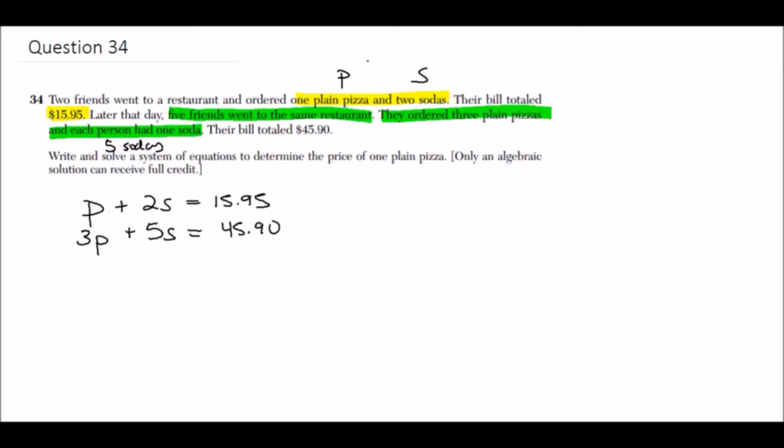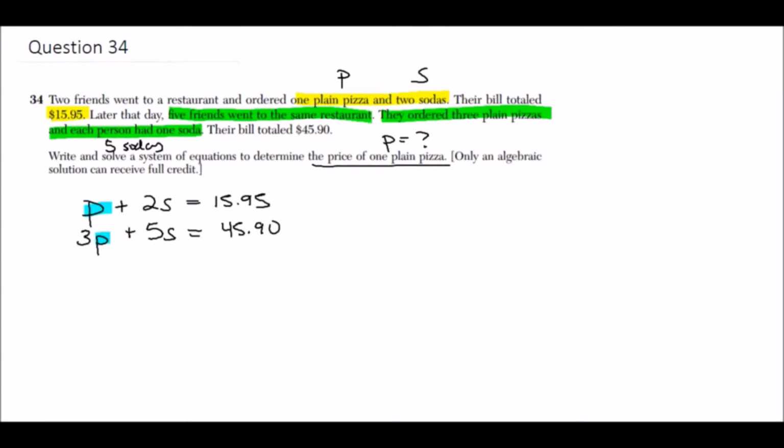Now, you could certainly use X and Y here, but I like using descriptive variables. So we have P and S for pizza and soda. This way, it's very easy to remember what we're solving for. It says write and solve a system to determine the price of one plain pizza. So that's what we're trying to solve for, the variable P.